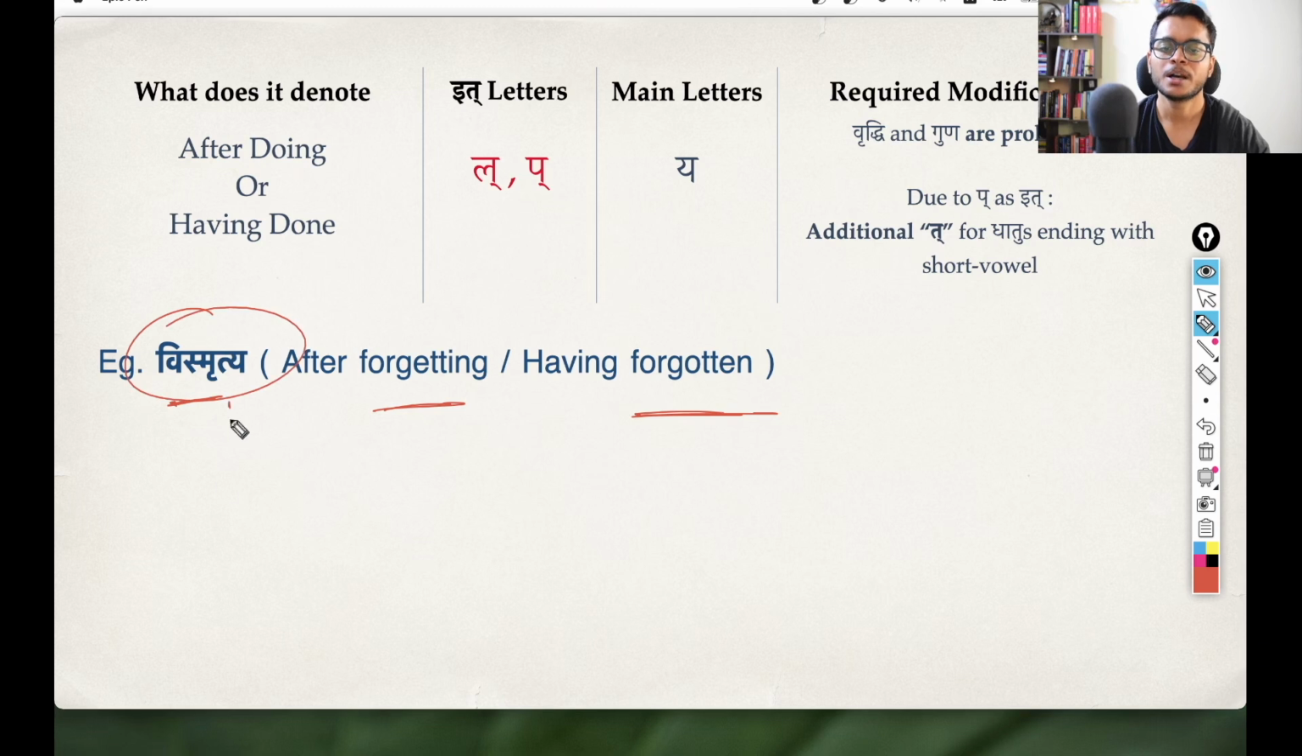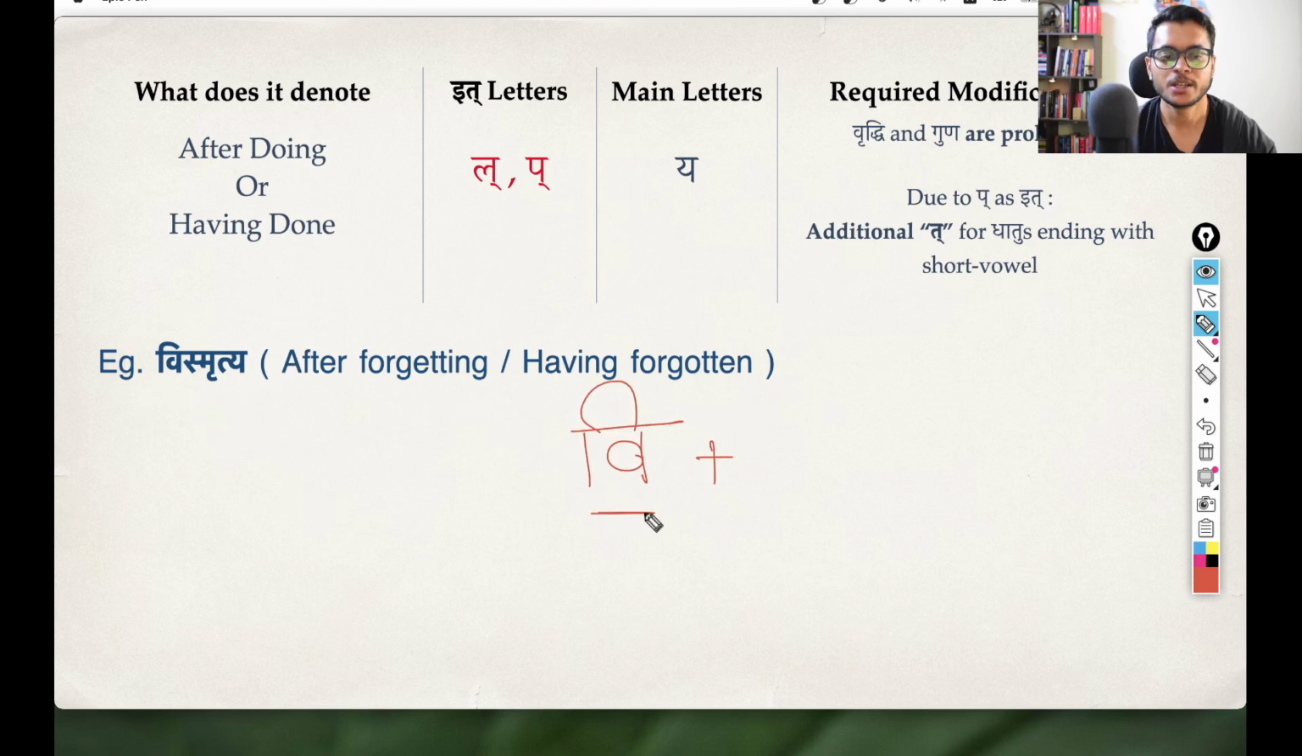And again, by looking at this pada, can you spot the prefix upsarga? So this vi again is a very common upsarga. And then when you remove the upsarga, what you are left with is smritya. So can you spot the dhatu? So the dhatu here is smri dhatu. And smri dhatu means to remember.